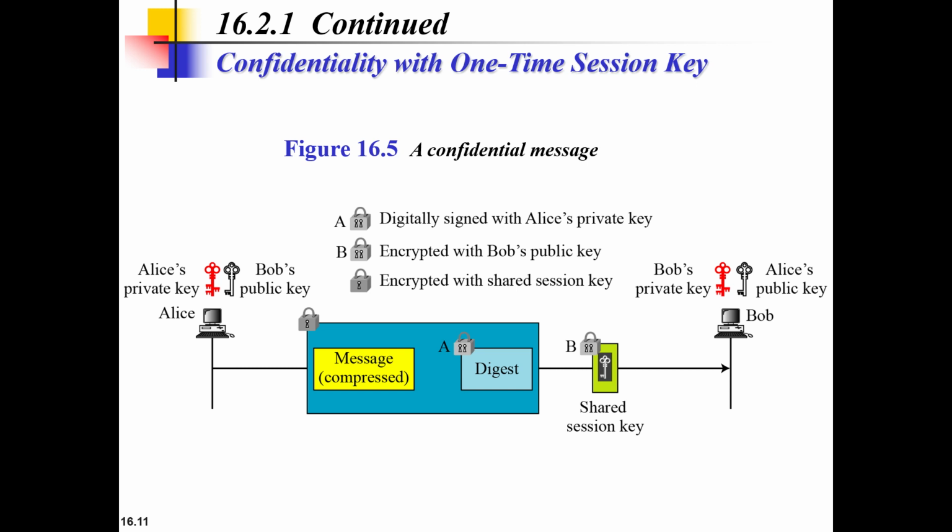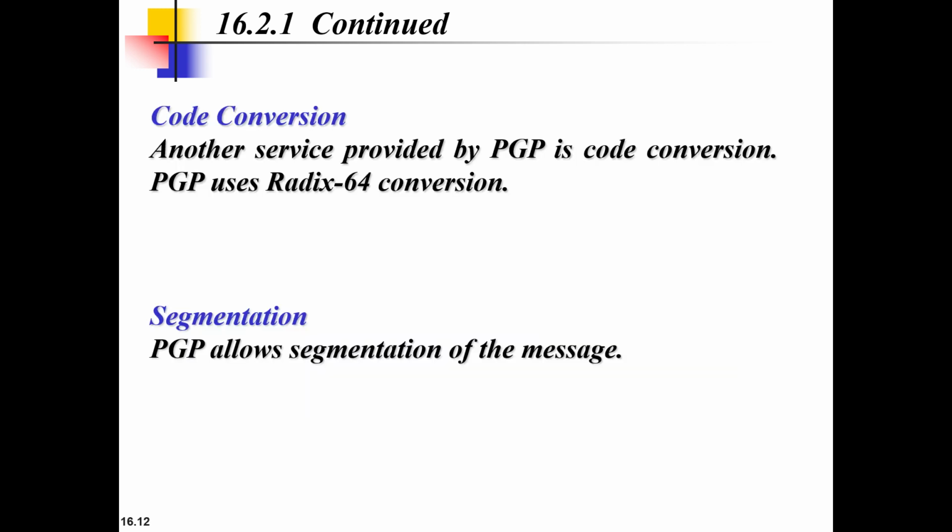After decompressing the rest of the message, Bob creates a digest of the message and checks if it is equal to the digest which has been sent by Alice. If it is, then the message is authenticated. This is another service which is provided by PGP.